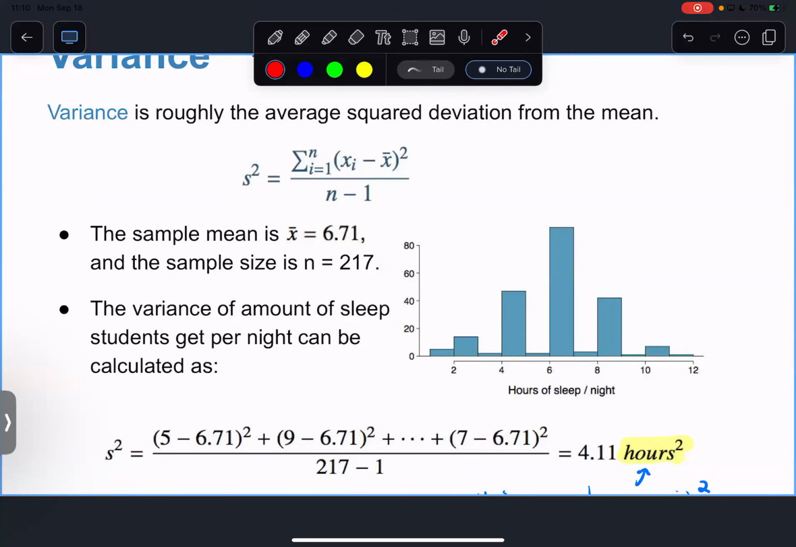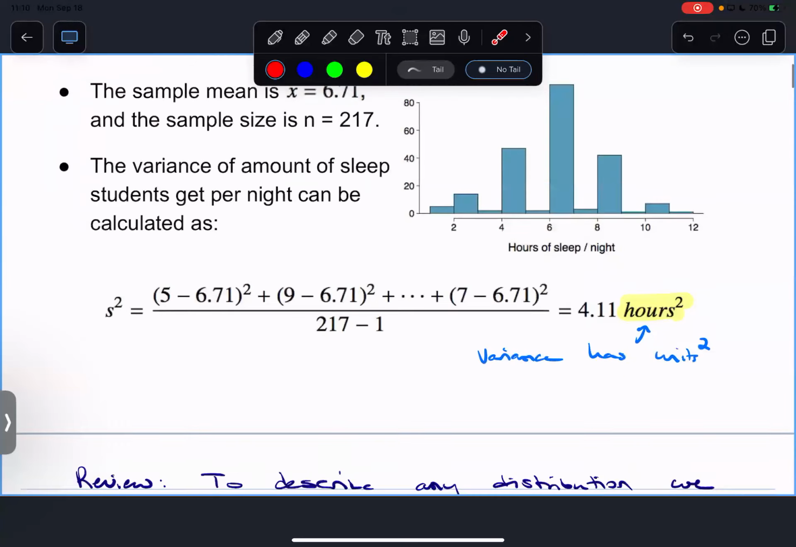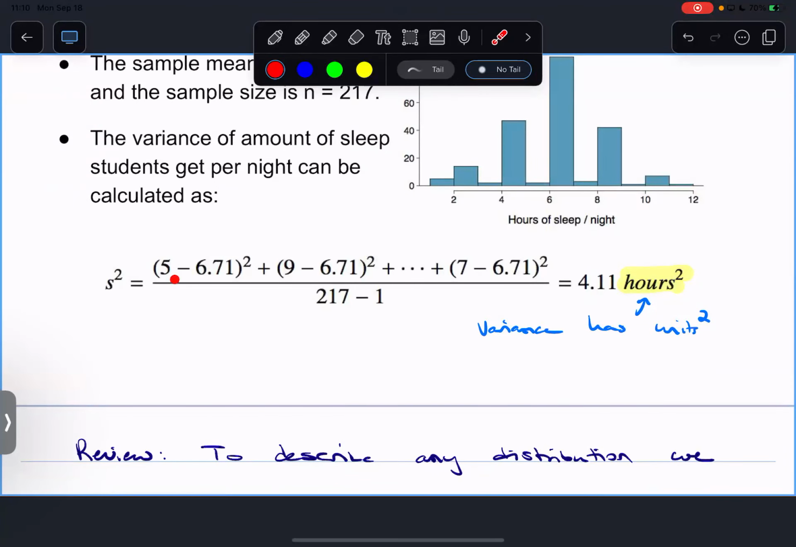The 5, the 9, and the 7, I'm assuming those are like hours of sleep. Yeah, those would be the observed values, totally. So it's tough because for this example, they don't show us the data set. I guess we could figure it out from here, but that's a lot of work that we don't need to do, right? But these are the observed hours of sleep, right? And the 6.71 is the sample mean. And so we square those, add them all up, and then bada boom, bada bing, we're at 4.11-ish hours squared variance. Hard to talk about, hard to think about, in my opinion.